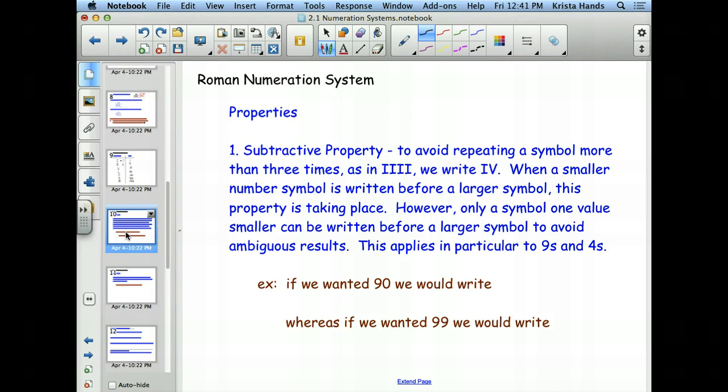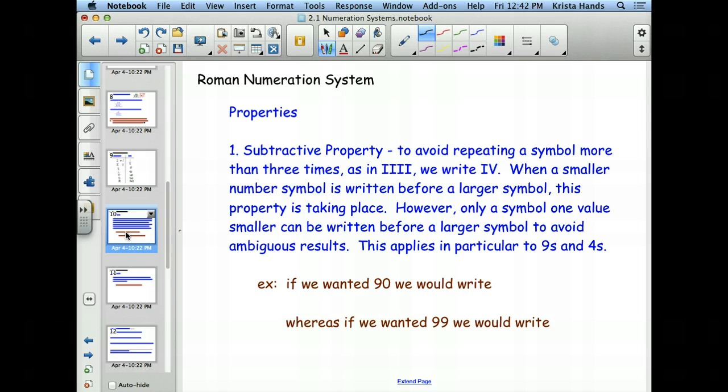All right, so they've got a subtractive property. This is a property you guys know and you've seen used quite a bit. So to avoid repeating a symbol more than 3 times, as in IIII, we write IV. Okay? So anytime a smaller numeral comes before a bigger one, it's a subtractive feature. But it only happens with one symbol less than what you're working on. So in other words, well, within the place value you're working on.